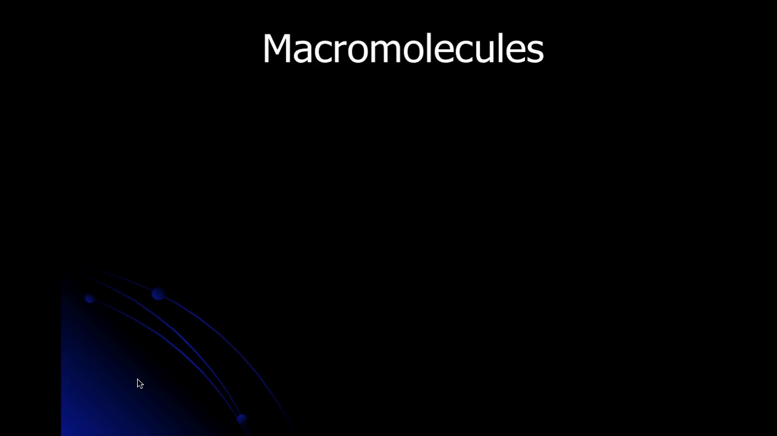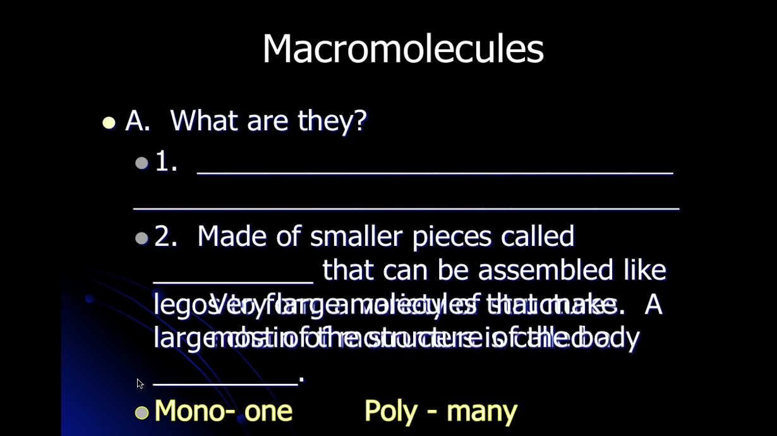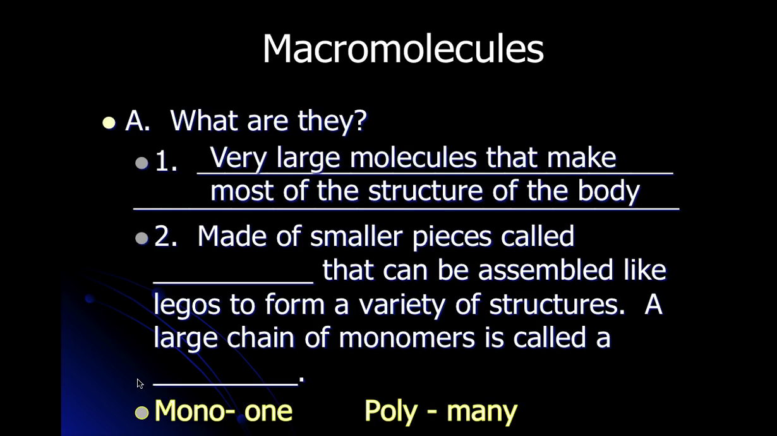Okay, so we're going to talk about macromolecules. What does the term macro mean? It means large, very big. So what are they? They are very large molecules that make most of the structures of the body. They're made of smaller pieces called monomers that can be assembled like Legos to form a variety of structures. A long chain of monomers is called a polymer. So mono meaning one and poly meaning many. And those two prefixes will come through this a lot.